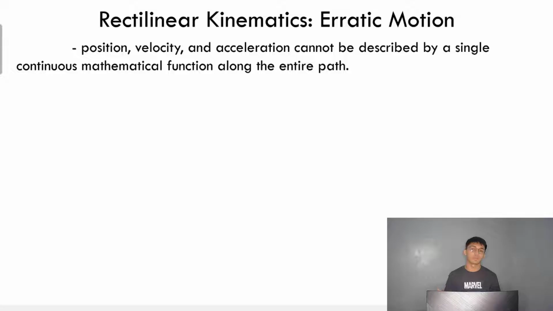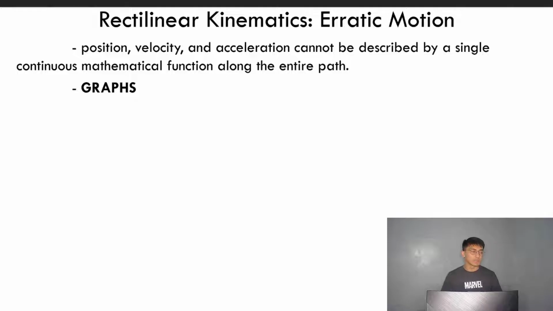In erratic motion, when solving a problem, it is better to represent the motion using a graph. If we can create a graph of the motion that relates any two of the motion parameters, the position, the velocity, and the acceleration, then we can use this graph to create another graph, or graphs, in order.